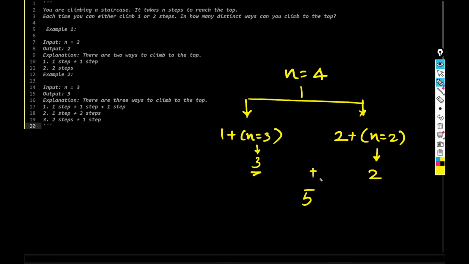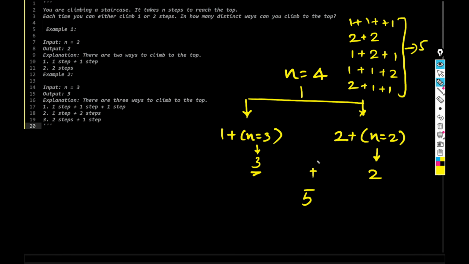So what's the proof? Look at this. You can climb 4 steps in the following ways. You can go for 1 plus 1 plus 1 plus 1, or you can take 2 steps together, or you can go for 1 plus 2 plus 1, or 1 plus 1 plus 2, or 2 plus 1 plus 1. So if you notice, there are a total of 5 ways, which is exactly our answer. So this problem is very much similar to your Fibonacci series. This is the general concept behind this, so let's try to code this now.